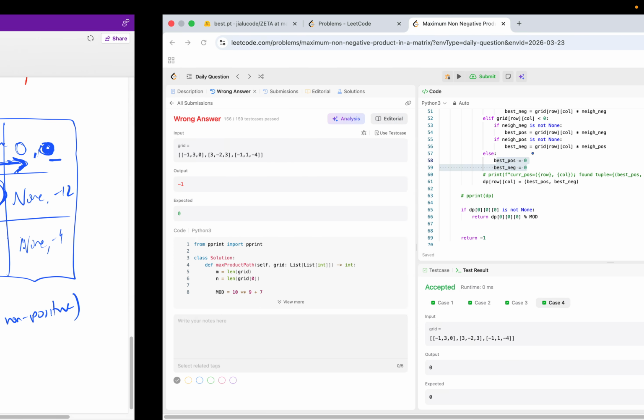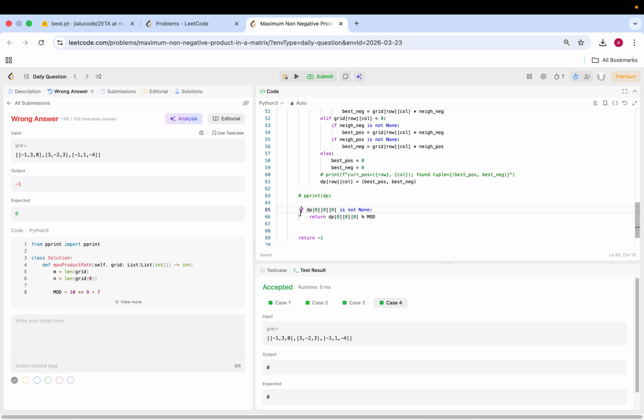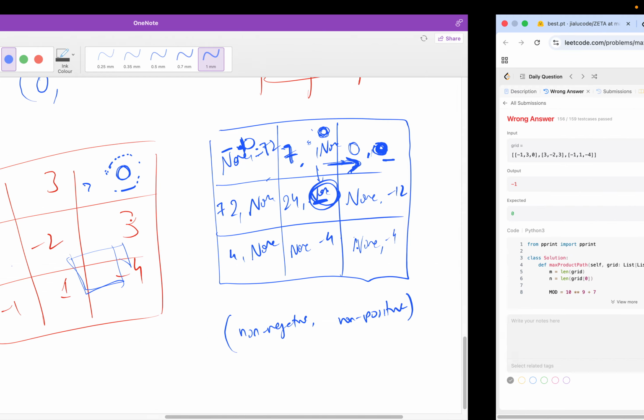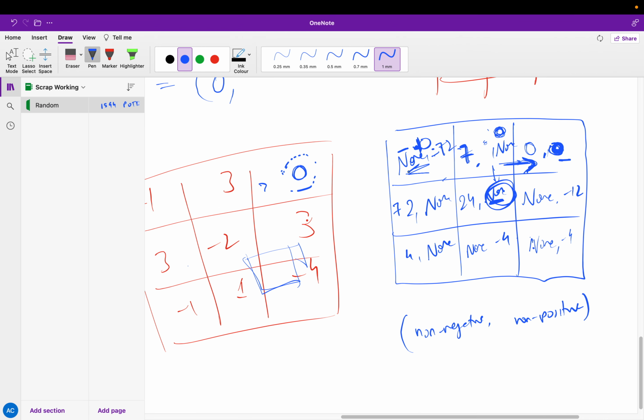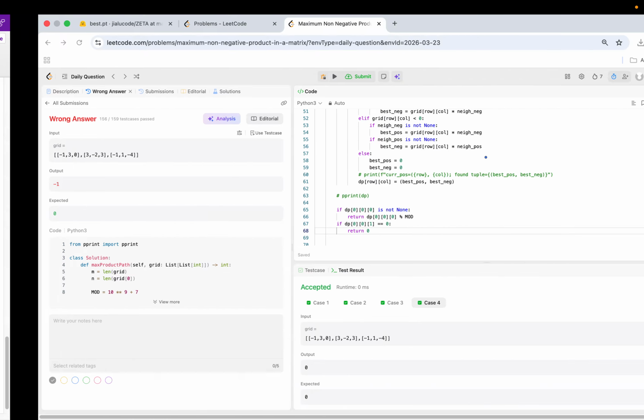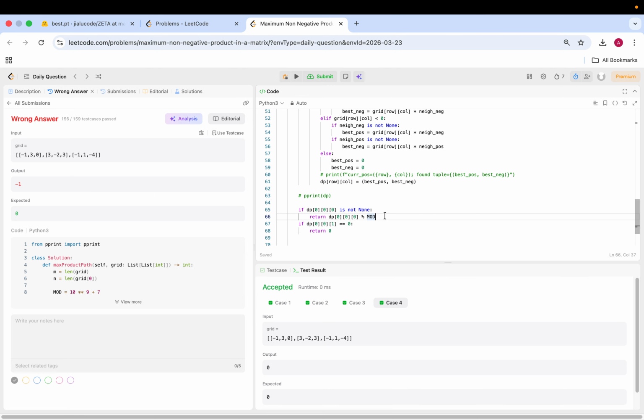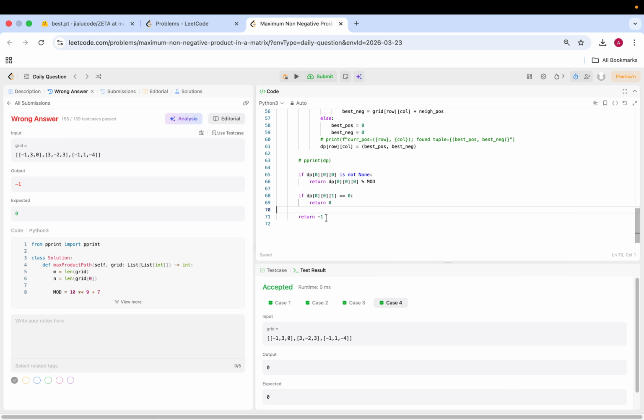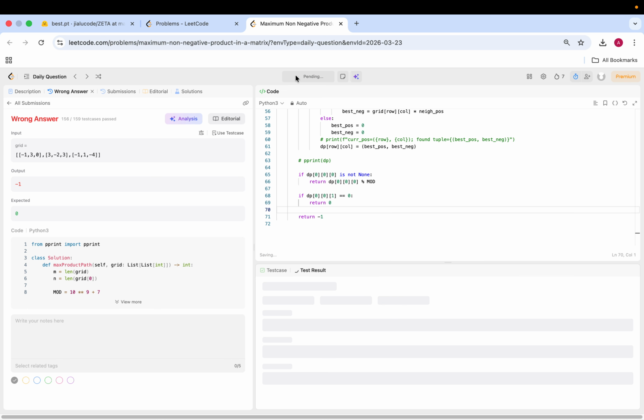Maybe I should just check something. So if this DP is not none, then return that. If DP at 0, 0, 1 is equal to 0, I'm not sure if I have to add this, but then I'll just return 0 just in case, because maybe somehow this will be none, but this will say 0, in which case it's possible to make it 0 somehow. I'm not sure, but as a safety check, I'll just do that. And then otherwise, we really are confident that we can only make negative numbers.